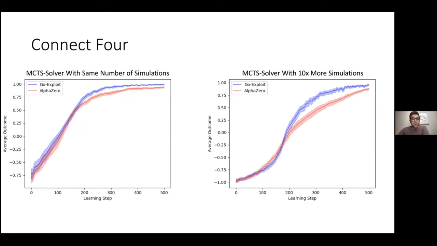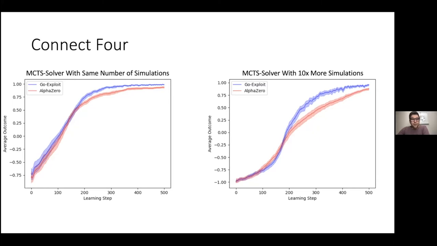In these experiments, we swept over two parameters. The first parameter was the start state probability, the probability of starting self-play trajectories from the start state of the game. And the second parameter was the number of sampling moves. With AlphaZero, the start state probability was always set to 1, so that it would always start its self-play trajectories from the start state of the game. But we swept over different values of that for Go exploit. For each parameter permutation, we ran 30 runs.